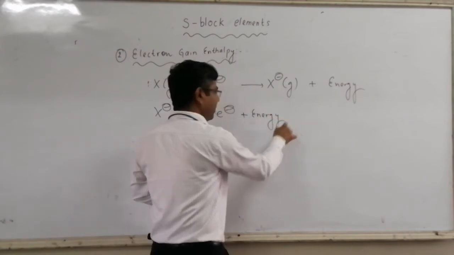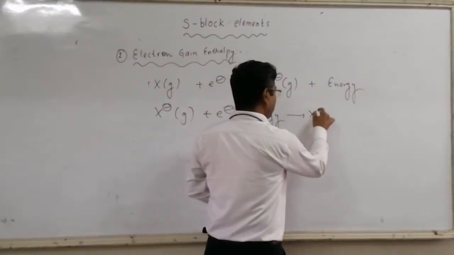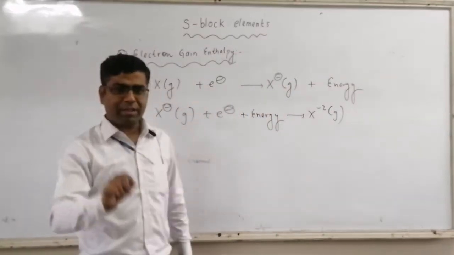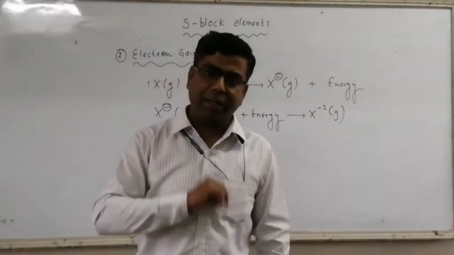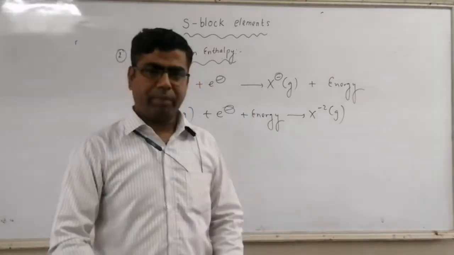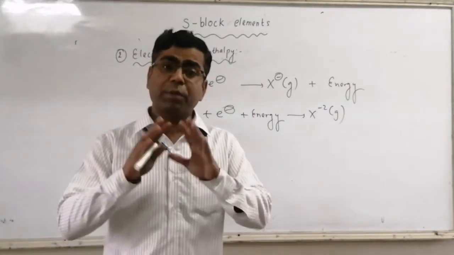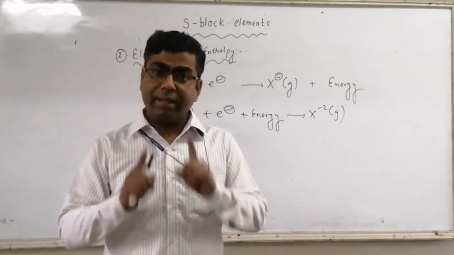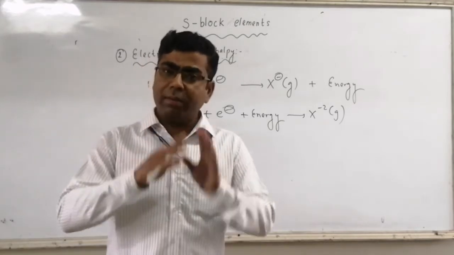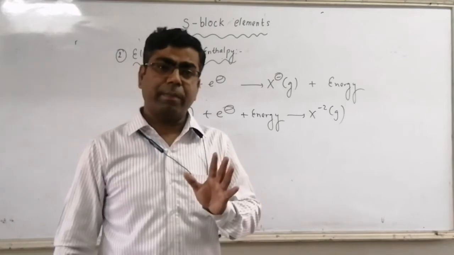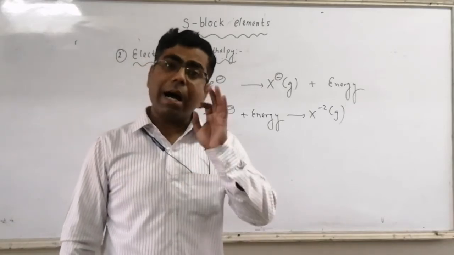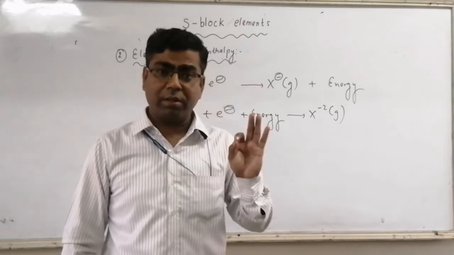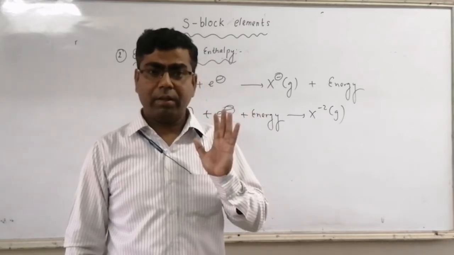And when energy is given, it will be converted to X minus 2 gas. So the first electron gain enthalpy is negative, while the second, third, fourth become positive in nature. So step 1 is exothermic, while the remaining processes will be endothermic in nature. While ionization potential will always be endothermic in nature. Energy will be required.